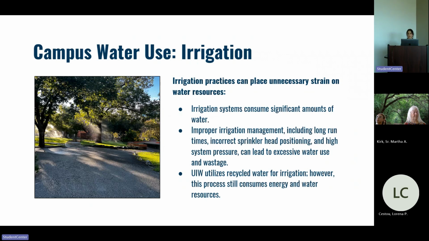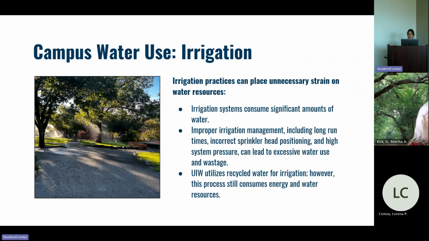Improper sprinkler head positioning can also water impervious cover, like asphalt and concrete, which also leads to runoff. And lastly, excessive irrigation system pressure can lead to drifting. So basically, wind will carry off water droplets into the air and prevent it from reaching its target in the first place. And though we use recycled water here on campus, it's important to remember that this process still consumes energy and resources.